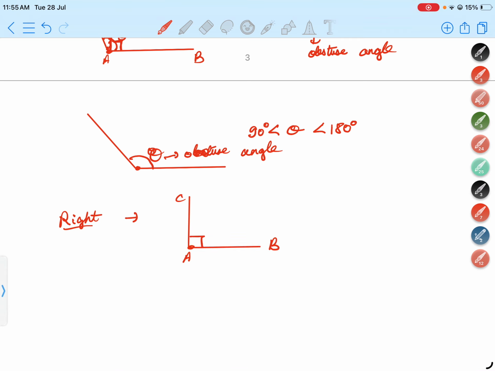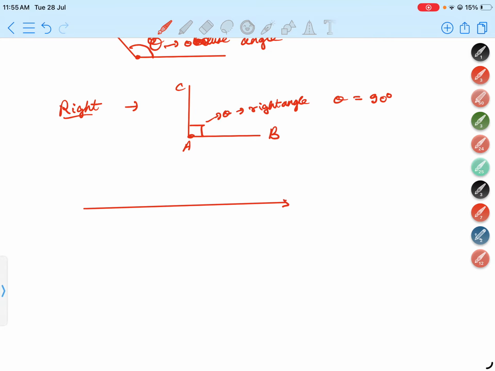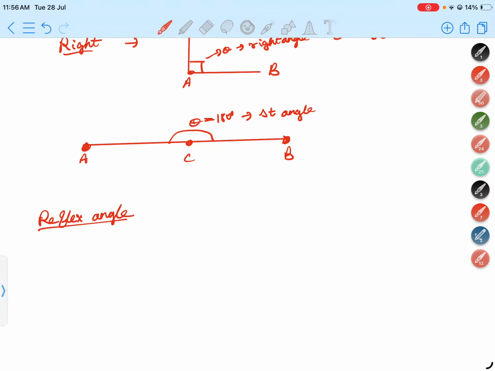Similarly, a straight angle is a straight line. Let's say A that ends AB and this is C, then this angle theta, which is equal to 180 degrees, is known as a straight angle. Reflex angle: a reflex angle theta is greater than 180 degrees but less than 360 degrees.